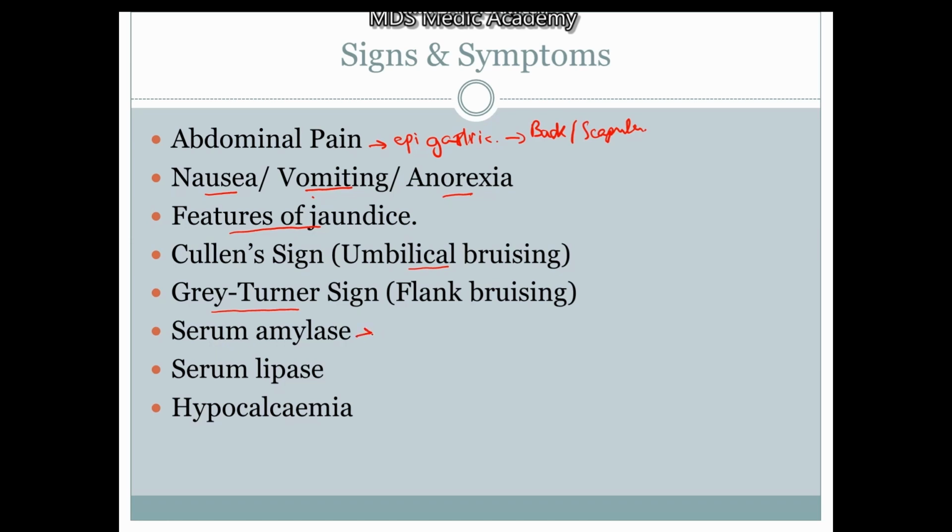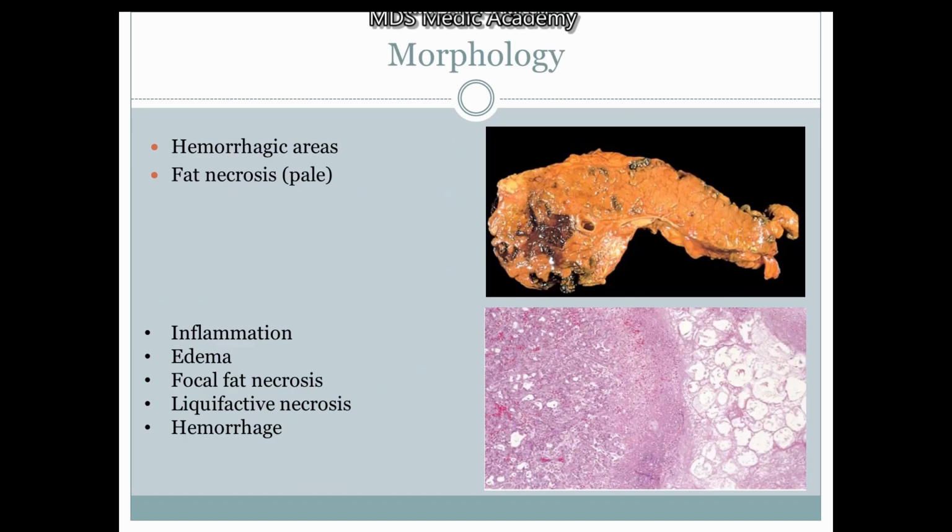Serum amylase typically starts to rise within 24 hours of the insult. The normal value of serum amylase is 30 to 110 units per liter. Serum amylase is not very specific. You have to correlate the serum amylase levels with the clinical picture of the patient. Serum lipase, on the other hand, is very specific and it begins to rise in 72 hours. There might also be hypocalcemia. One thing you have to remember is that the diagnosis of acute pancreatitis is purely based on clinical presentation, then laboratory tests and radiological findings.